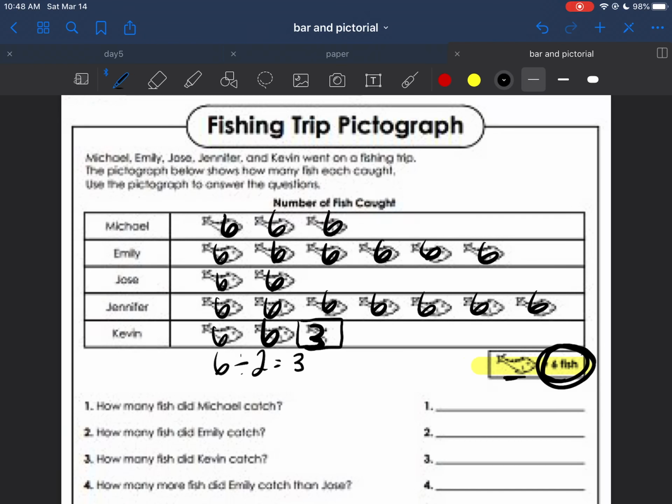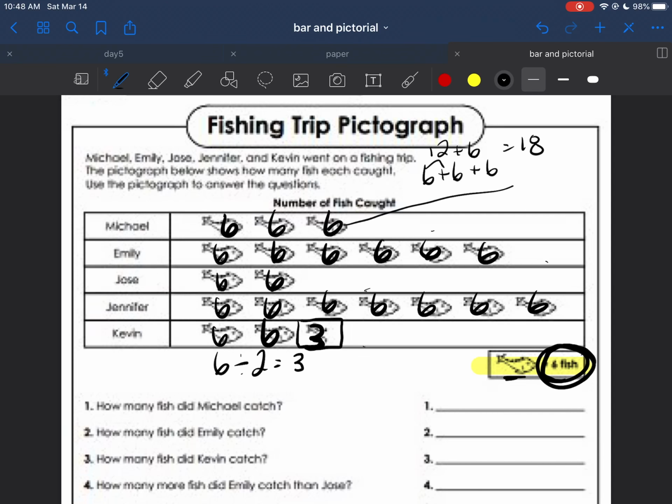All right, the next step that I've taught my class to do is go ahead and write the number or the total beside your person, okay? So for example, how many fish did Michael really catch? Well, we could do 6 plus 6 plus 6. What is 6 plus 6? 12. 12 plus 6, 18.